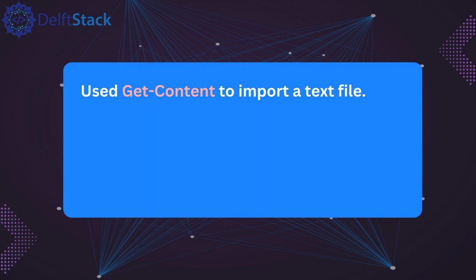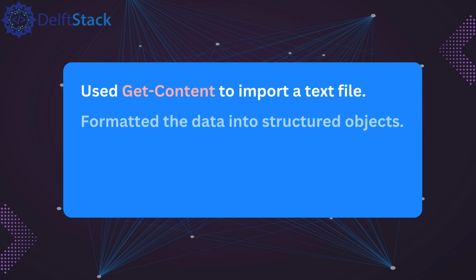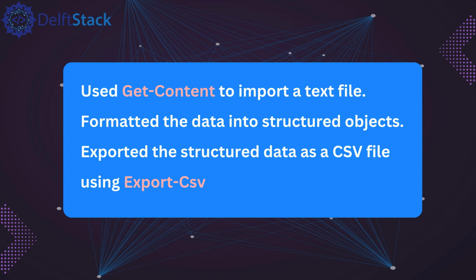Let's quickly recap what we've learned. We used Get-Content to import a text file. We formatted the data into structured objects. We exported the structured data as a CSV file using Export-Csv. These techniques will help you automate data handling efficiently in PowerShell.